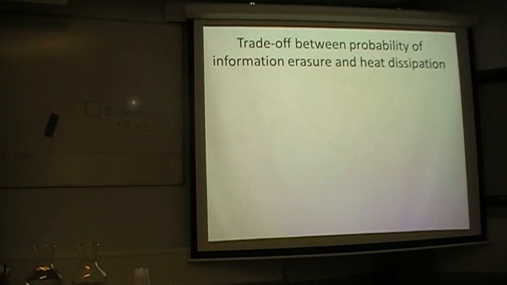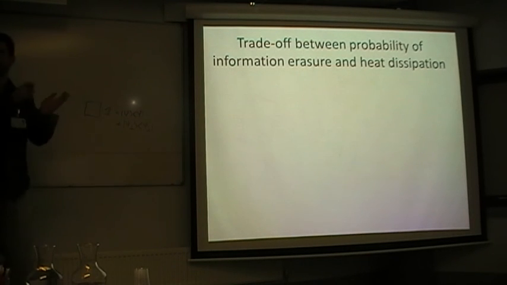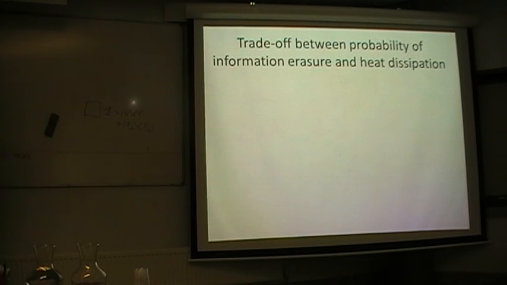Now, the trade-off relationship. What I described right now is some kind of maximal, or the best case scenario. You want to maximize the probability of information erasure and minimize the consequent heat dissipation. But maybe you don't actually want to maximize the probability of information erasure. You just want it to be greater than some quantity here. So this is p phi 1 max minus delta. And delta is some error that you're going to allow for.